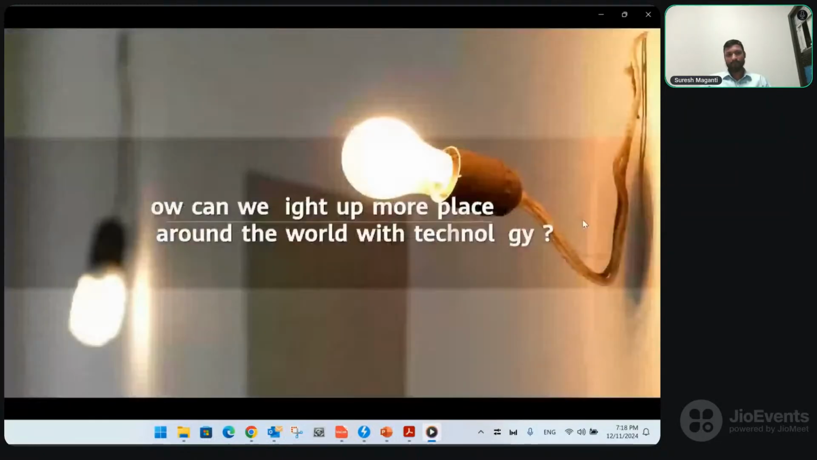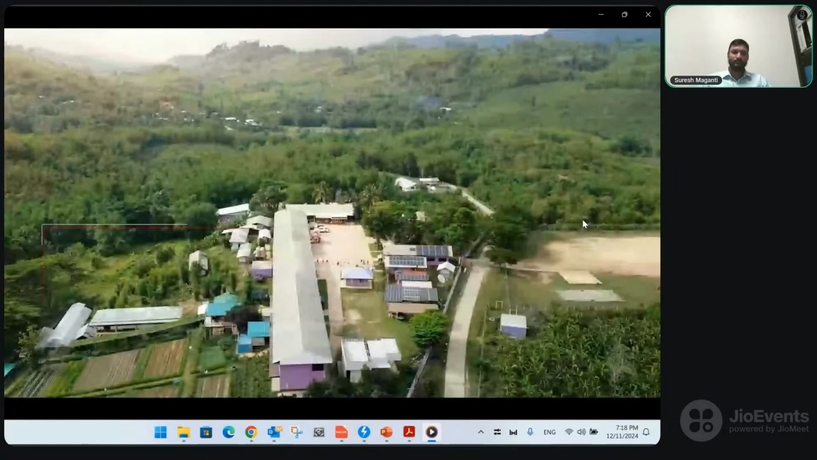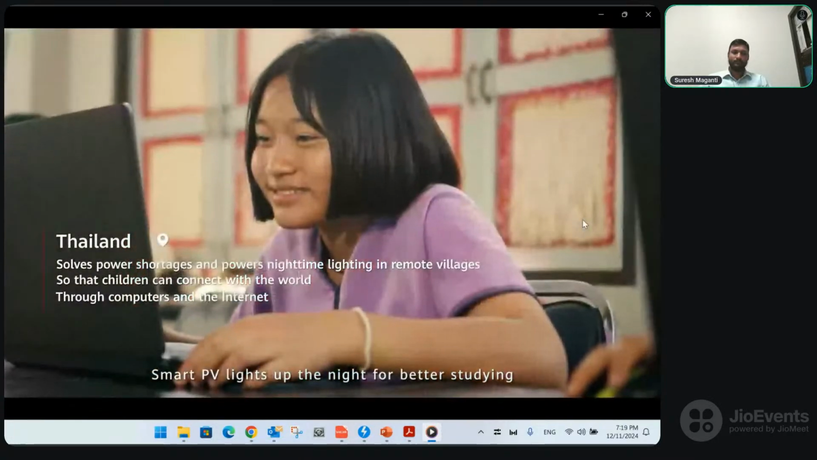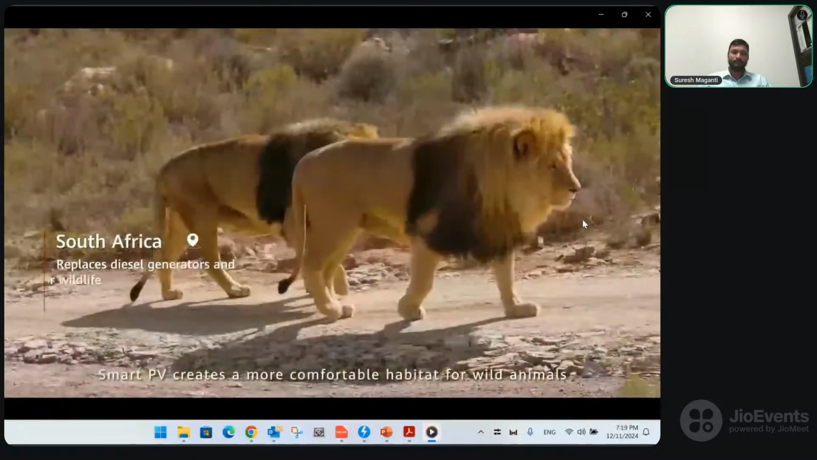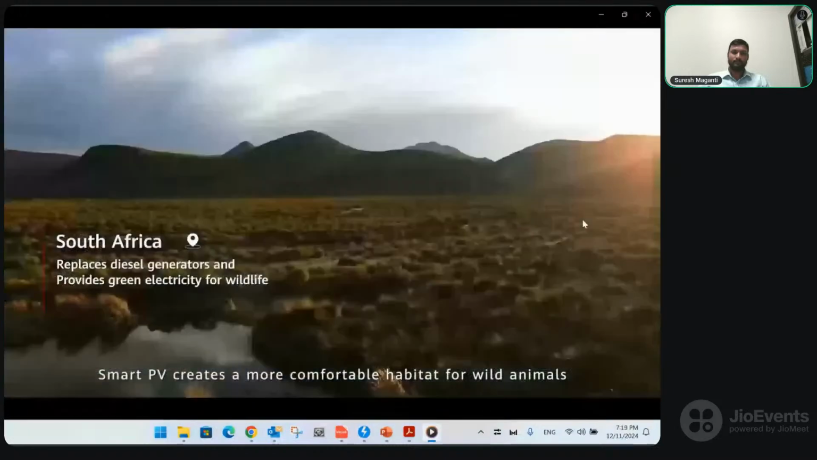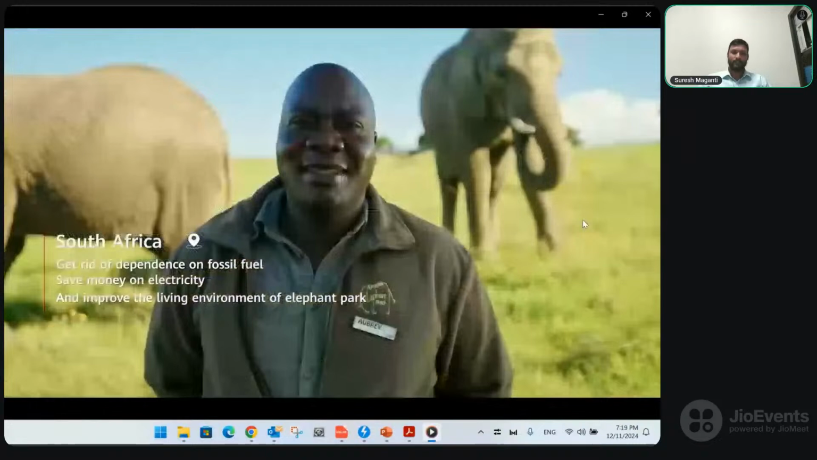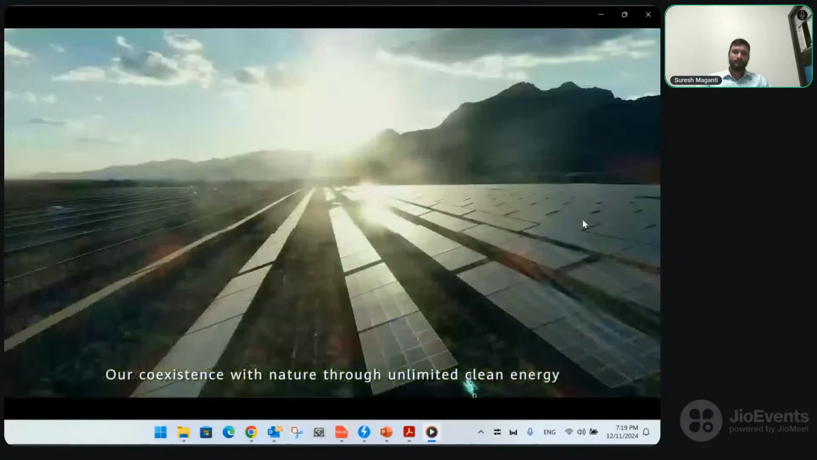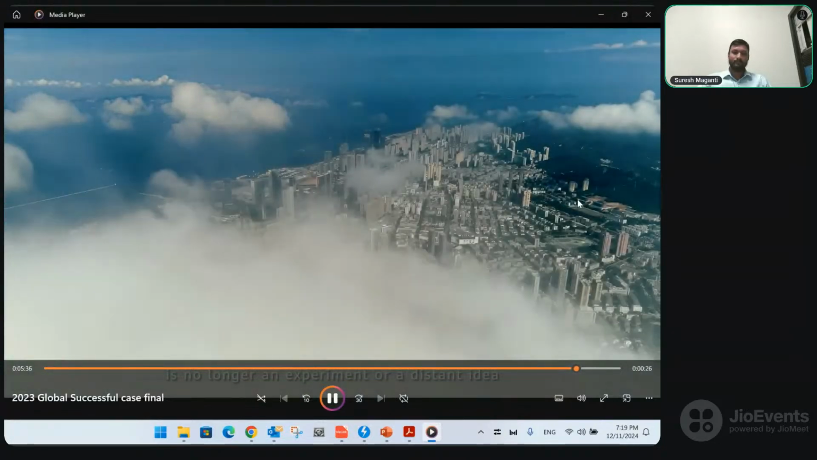How can we light up more places around the world with technology? Smart PV lights up the night for better studying. Smart PV creates a more comfortable habitat for wild animals. Sunlight is the source of all life. Our coexistence with nature through unlimited clean energy is no longer an experiment or a distant idea.